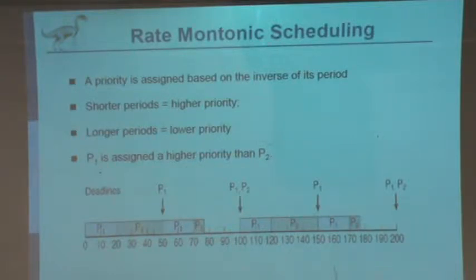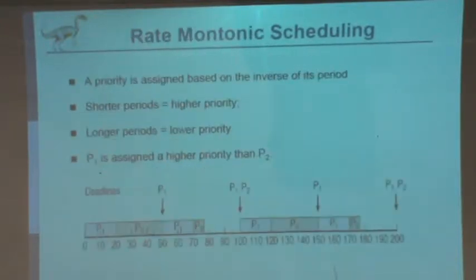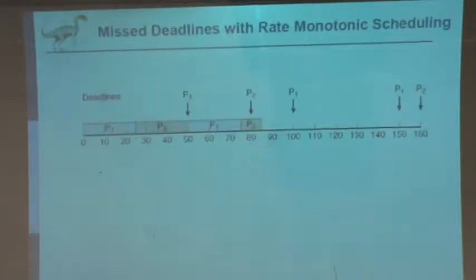Periodic means it's a fixed amount of time. Within that periodic time, each process should get a certain amount of CPU time. That is the T in this case. So P2 has the longer period, so it has the lower priority. But it may have a problem. For example, if the period of P2 is the middle, P1 is selected, right? Because P1 always has the higher priority, the shorter the period.